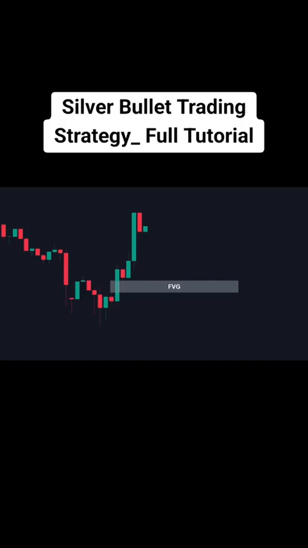This is our trade execution strategy. We'll set a buy limit at the beginning of the FVG zone and place our stop loss below the first candle of the 3 consecutive candles that form the FVG.